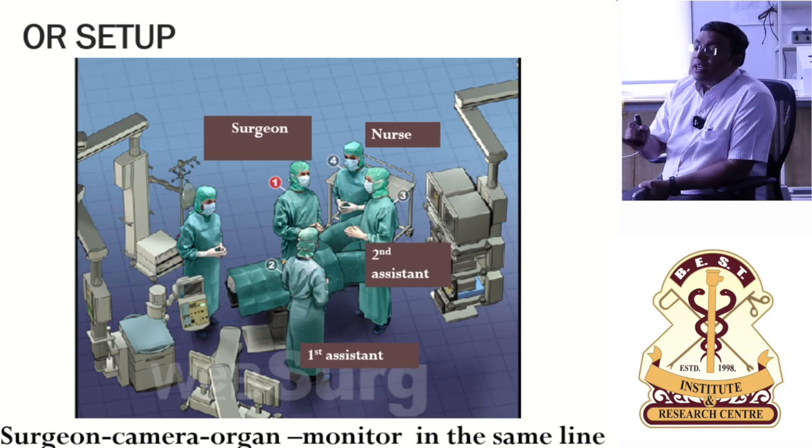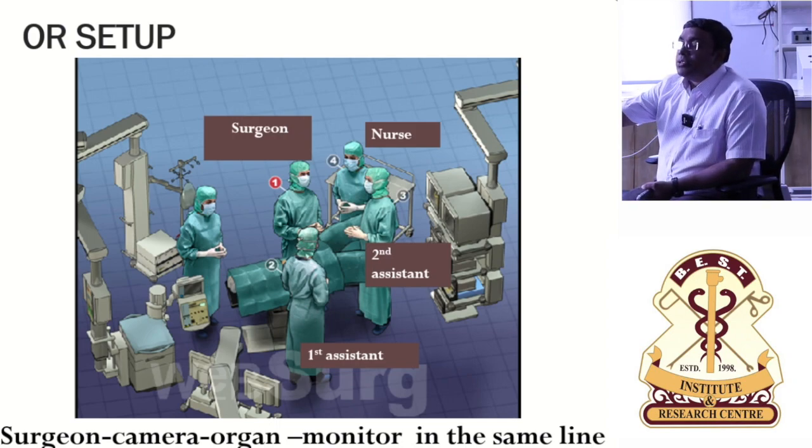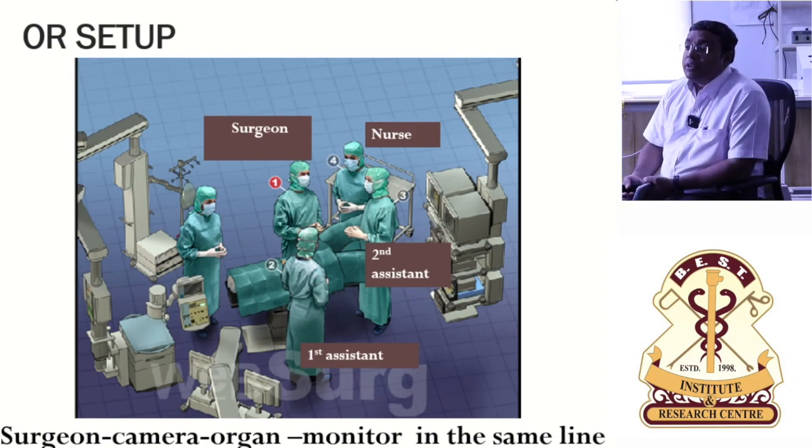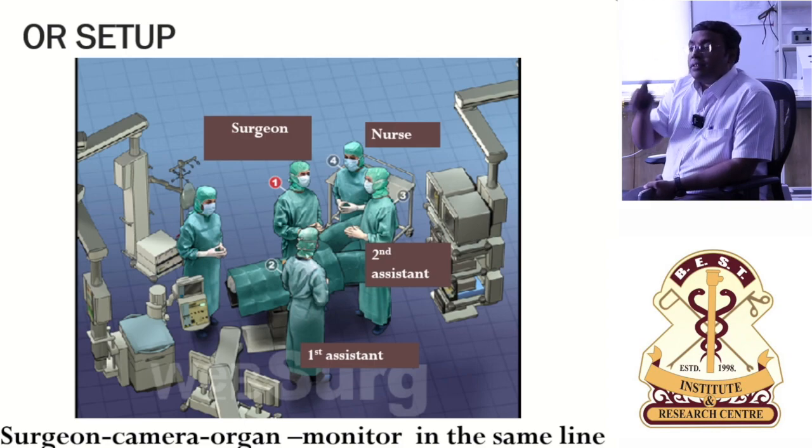Whereas if you are using a 3D telescope or a 0-degree telescope, there is no point in rotating the light cable. So there your assistant can use his hand to retract or whatever assistance can be done. But if you are using a 30-degree scope in the right way, then the camera person should actually manipulate the light cable to give the better vision.